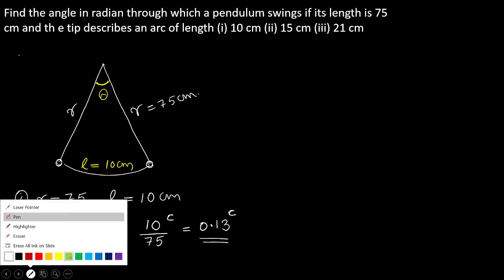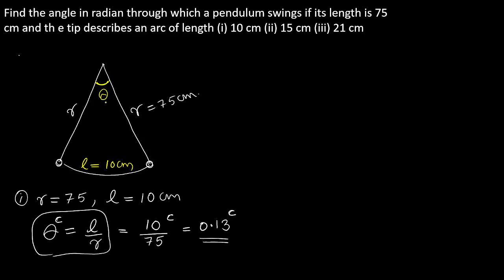Then maybe they will ask the angle in degree measure. If they are asking the center angle in degree value, in that case we can convert the radian value to degree. Only for the first question let me do the conversion; for the rest of the questions I will not do it. So I want to convert a radian measure to degree value.